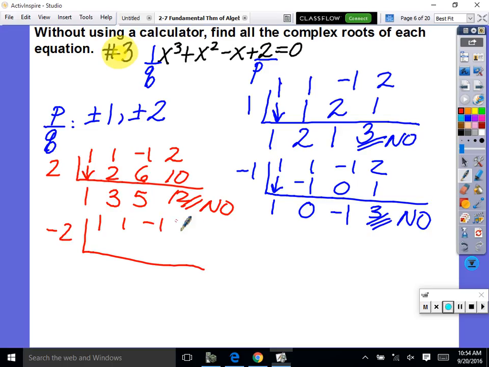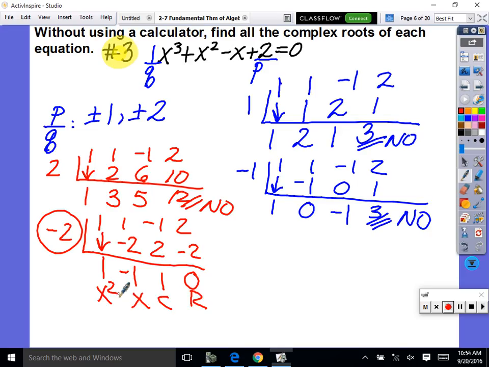1, 1, -1, 2. We drop this down, 1. 1 times -2 is -2. Add straight down is -1, correct? -1 times -2 is +2. Add straight down, we get 1. 1 times -2 is -2. We add straight down and get 0. Okay, we know that -2 is a solution. The remainder is the constant, x squared. So we have a quadratic now.